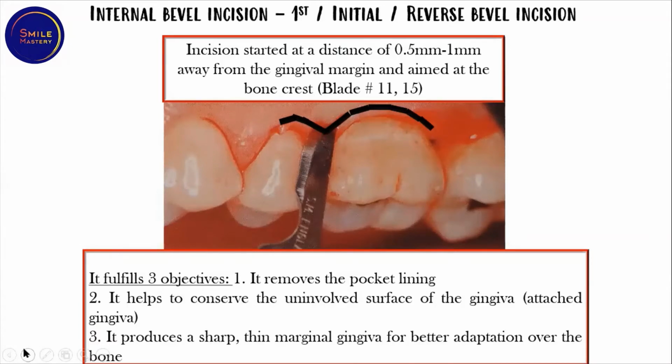The three objectives of the internal bevel incision are to remove any inflamed pocket lining, and to conserve the uninvolved surface of the gingiva. It is not touching the attached gingiva, it removes just the inflamed lining. And like I said, instead of a rolled margin, it helps to produce a sharp, thin marginal gingiva for better adaptation over the bone.